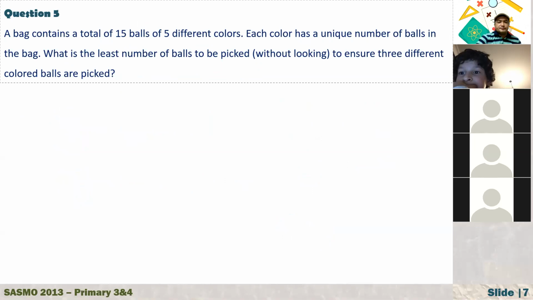Let's move to the next question. How about this one, guys? First, read it. Nazlı, can you read the question first? A bag contains a total of 15 balls of 5 different colors. Each color has a unique number of balls in the bag. What is the least number of balls to be picked without looking to ensure 3 different colored balls are picked?